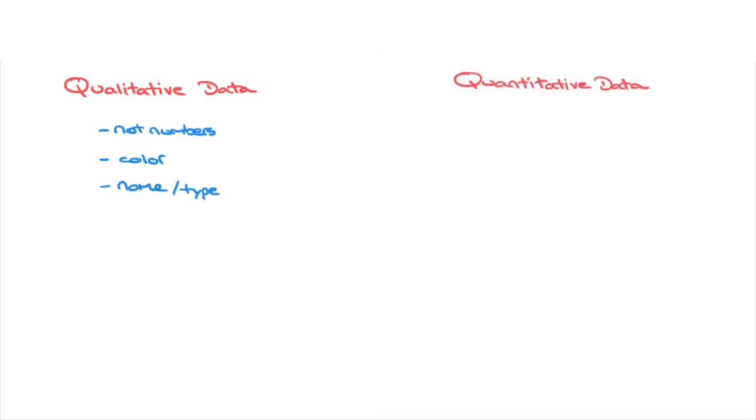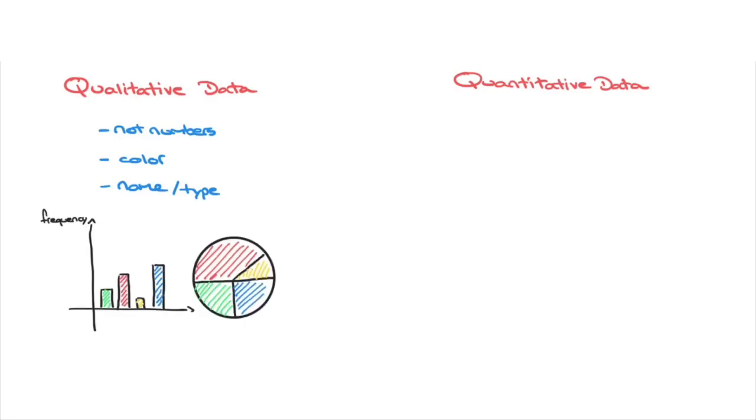Now, to analyze and interpret qualitative data, we usually use graphical methods, things like bar charts or pie charts. And the purpose of that type of graphical method is to highlight which data values are the most frequent or the least frequent. And we'll soon learn how to do each of these. So all in all, qualitative data is non-numerical data, which we'll usually analyze using graphical methods.